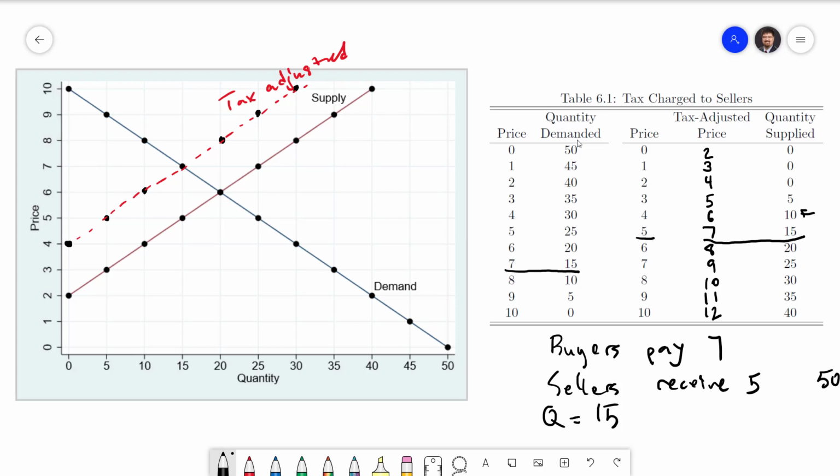Then we can see that we have a price of 7 and a quantity of 15, just like we got before. But then remember that the buyers are the ones who are paying 7, and the sellers are receiving 5, with the difference of 2 being the size of the tax.